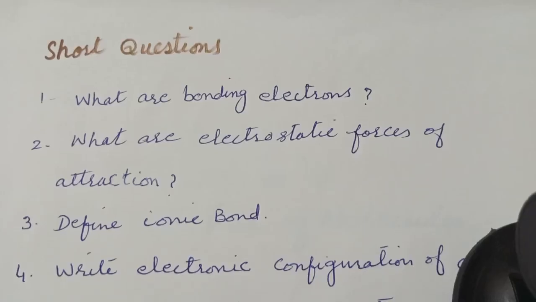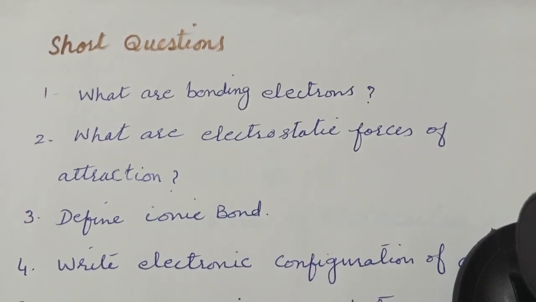I hope you got the lecture, but I will summarize it. Ionic bond is a type of chemical bond which is formed by the complete transfer of electron from one atom to another atom. The bonding electrons are those electrons which take part in the formation of the chemical bond and the non-bonding electrons are those electrons which do not take part in the chemical bonding.